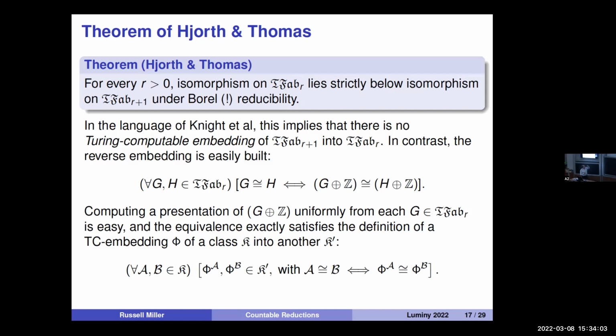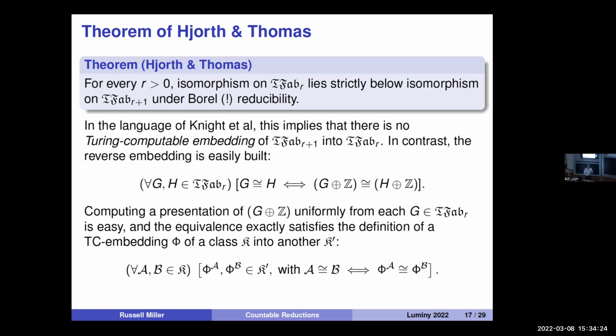Now, again, computable reduction. What Hjort and Thomas say is, forget about it. There isn't even a Borel reduction, right? So this is way off. But at least in the language of Knight et al., this does imply that there is no Turing computable embedding going down from TFAB R+1 into TFAB R.